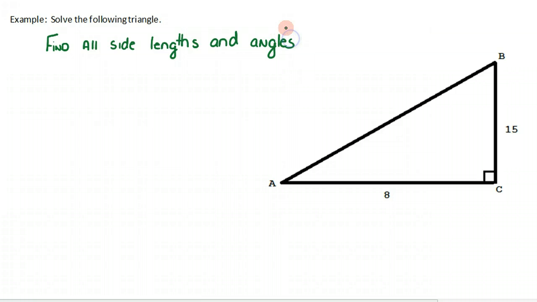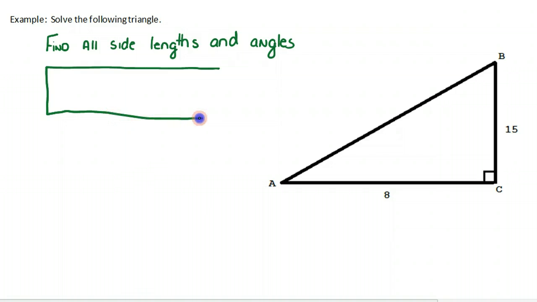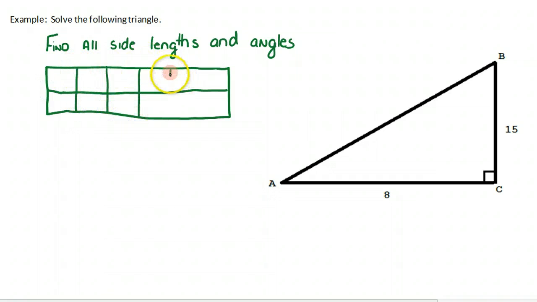And the easiest way to organize yourself when you do a question like this is to simply make a table like this. This helps us identify what information we have to start with and what information we need to find. So I set up this table and I say a, b, c to represent the side lengths, and angle A, angle B, angle C. So now to start with, let's pull out what we know.